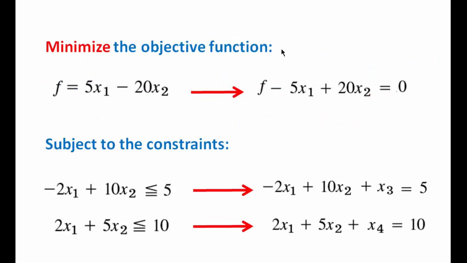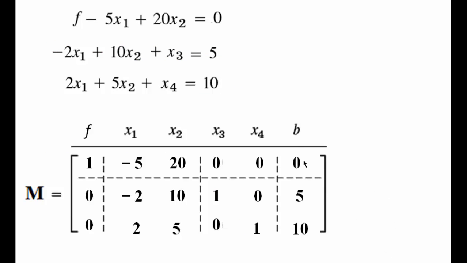This is another example where we are going to minimize the objective function. So we start by rearranging the equations and the constraints, adding the slack variables in order to convert the inequalities to equalities, and we write the three equations. Then we write the coefficients of the three equations in the matrix form.